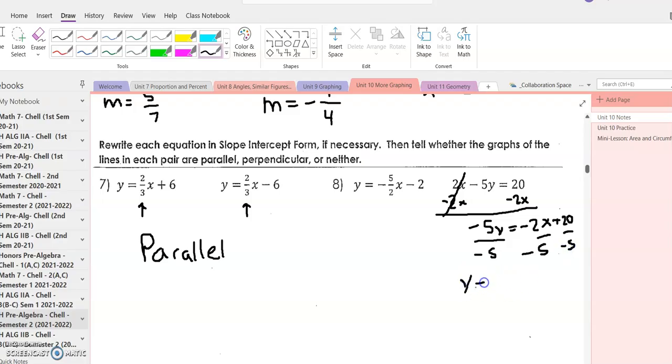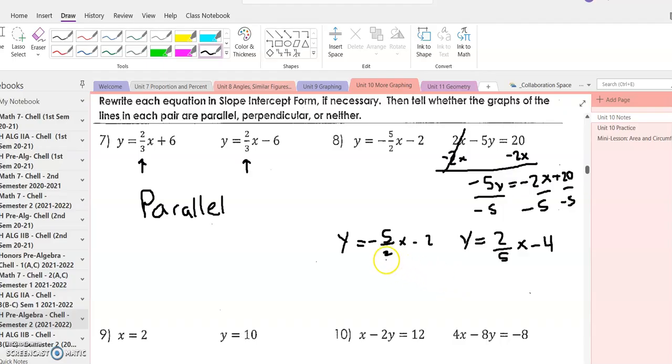So y equals -2/5 divided by -2/5 is going to be a +2/5 x. Positive 20 divided by -5 is -4. And so now comparing these two equations, y equals -5/2 x minus 2 and y equals 2/5 x minus 4, the two slopes here are the opposite reciprocals of one another, so this is going to be perpendicular.